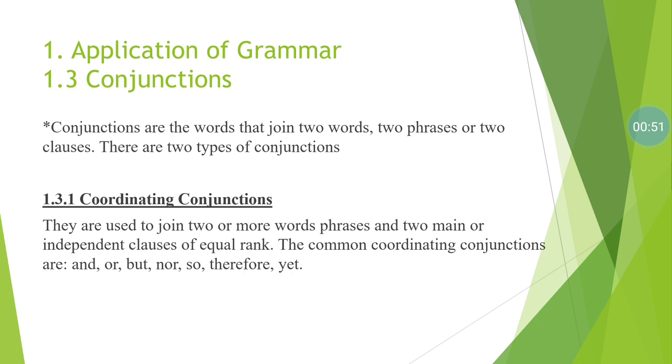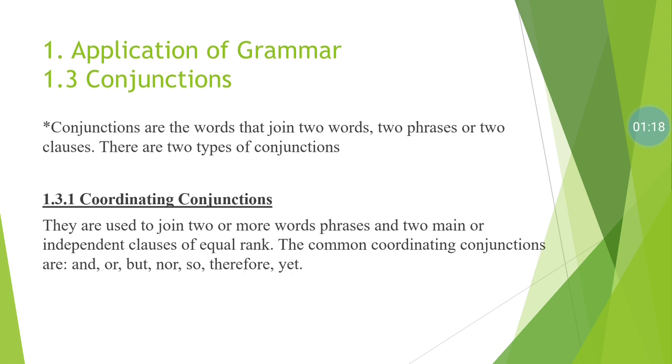Conjunctions. So students, what are conjunctions? Conjunctions are words that join two words, two phrases, two clauses. It means they are used for joining two sentences or two clauses, either both main clauses, or one main clause and another a subordinate clause. There are different types of conjunctions. Number 1, coordinating conjunctions.